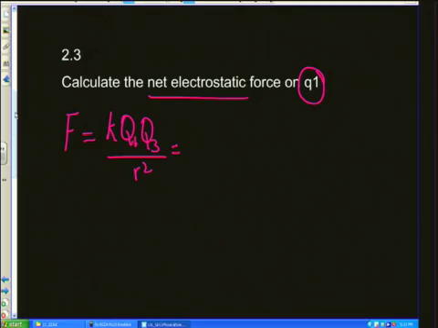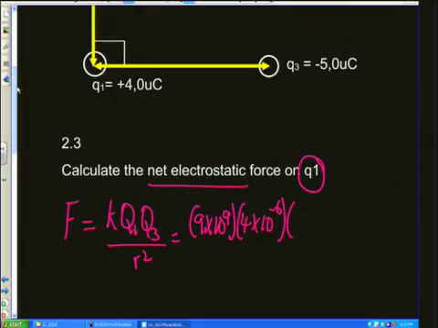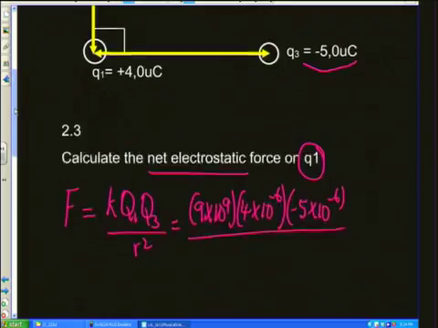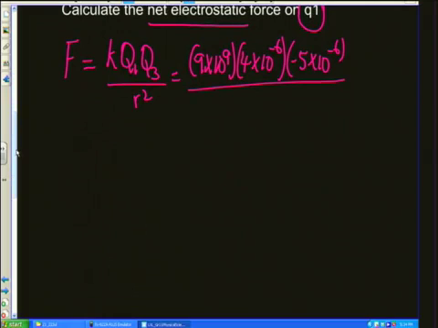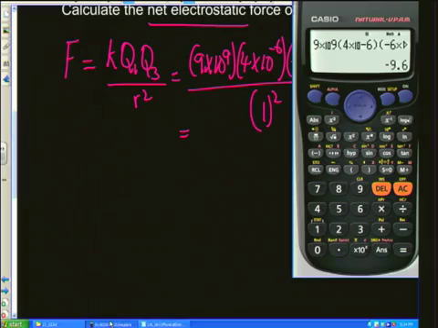And that will be equal to K, we know is 9 by 10 to the 9, times Q1 is positive 4 by 10 to the power minus 6, and Q3 is minus 5 by 10 to the power minus 6. You divide all that by what? By 100 centimeters, you convert that into meters. You divide by 100 there, it's going to be 1 meter. 1 meter must be squared, okay? And you work that out. Let's use our calculator quickly, all right?